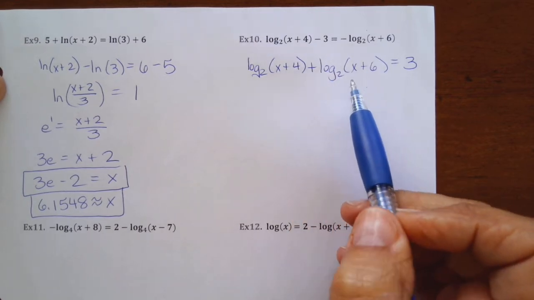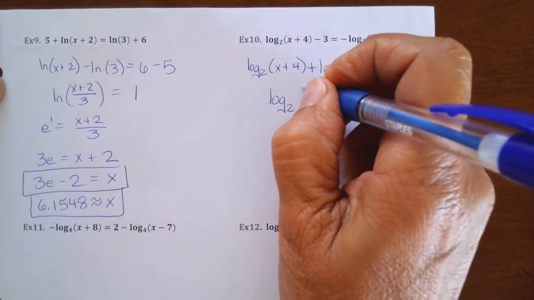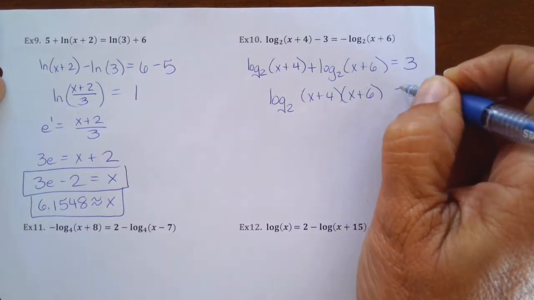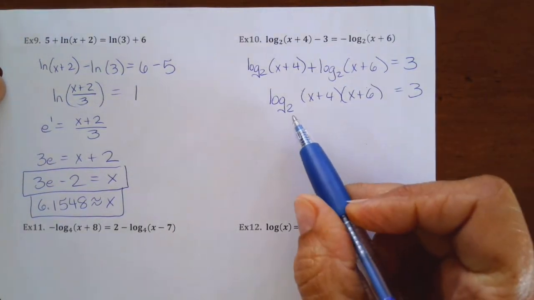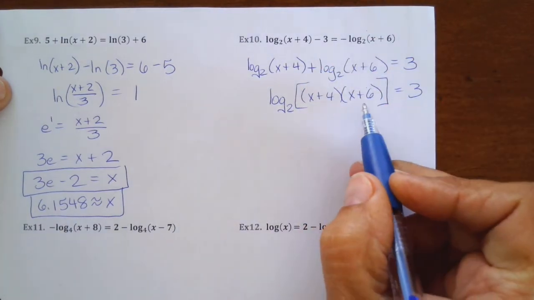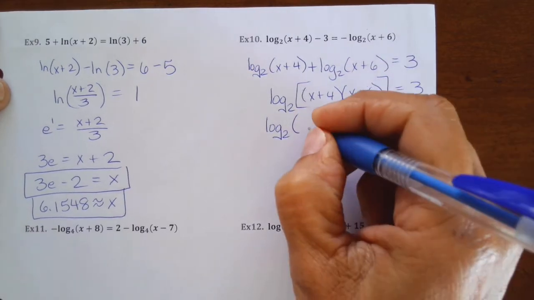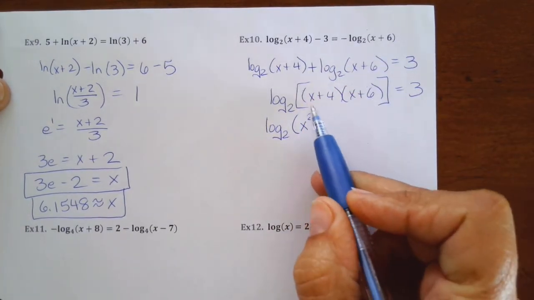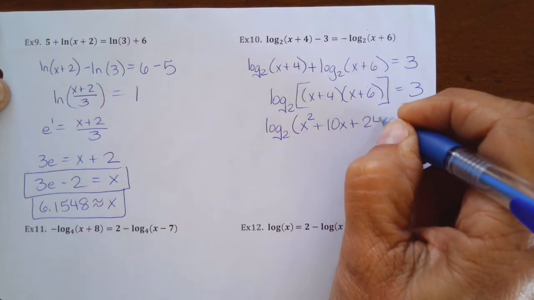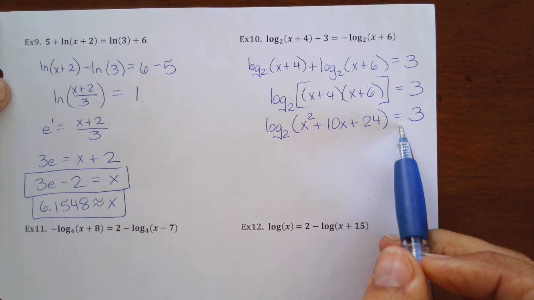So now I've got to condense. You always have to get down to one log on each side. So we're going to multiply these together since it says plus. So we have log base 2 of x plus 4 times x plus 6 equals 3. First let's go ahead and FOIL this out. So x times x is x squared. Outer is 6x, inner is 4x, so that gives you 10x in the middle, and 4 times 6 is 24 at the end.